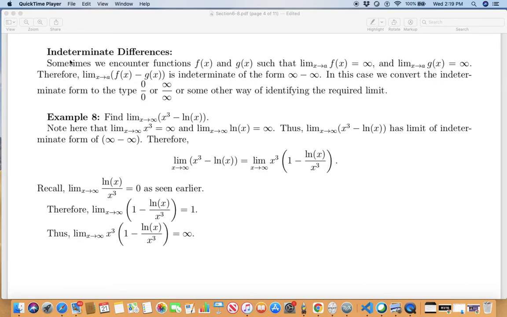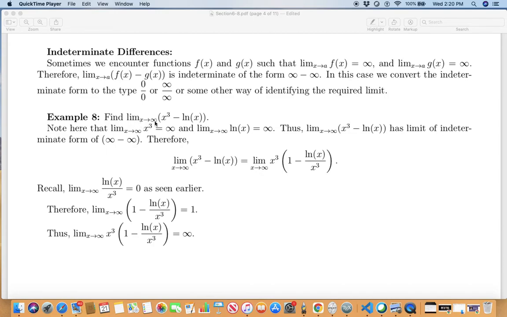Welcome back. Now let's look at indeterminate differences. Sometimes we encounter functions f(x) and g(x) such that the limit as x approaches a of f(x) is infinity and the limit as x approaches a of g(x) is also infinity. So how do you handle differences? f(x) minus g(x), limit as x approaches a, is indeterminate of the form infinity minus infinity. So somehow we need to convert this difference to an indeterminate form of the type 0 over 0 or infinity over infinity. Let's see what that means.